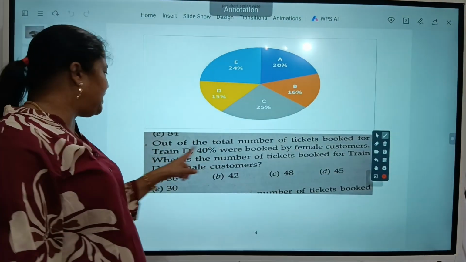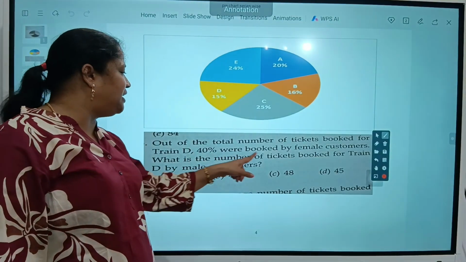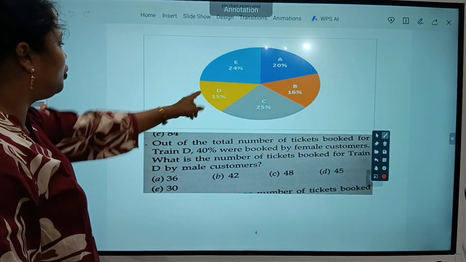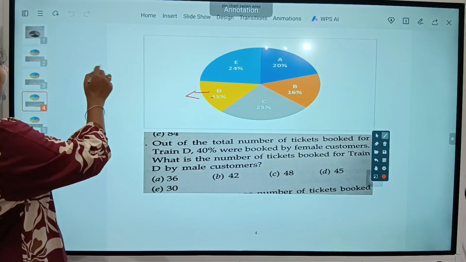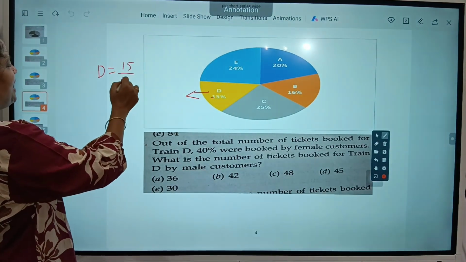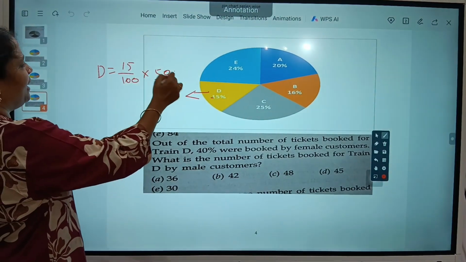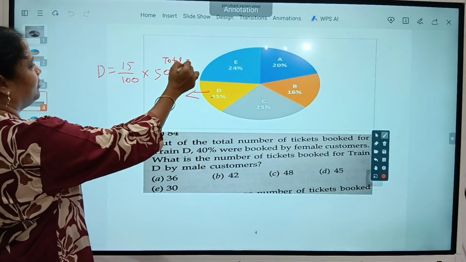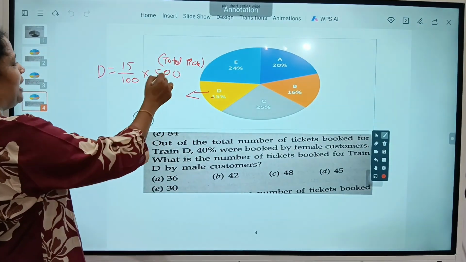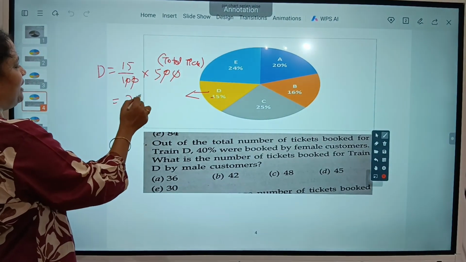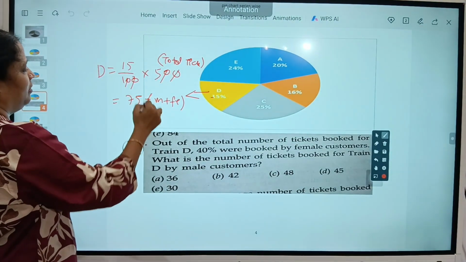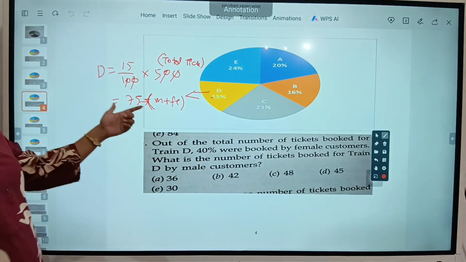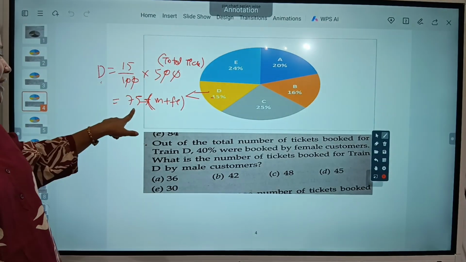Out of total number of customers booked for train D, 40% were booked by female customers. So total how many tickets were booked for train D? D booked 15%. 15 by 100 into 500 total tickets. Okay, so it is 75. So total male plus female customers for train D is 75.